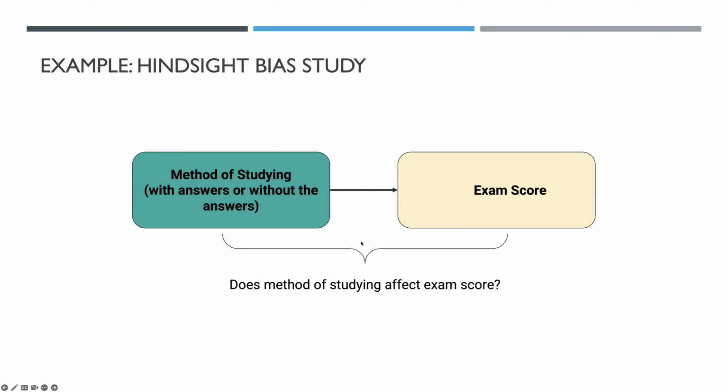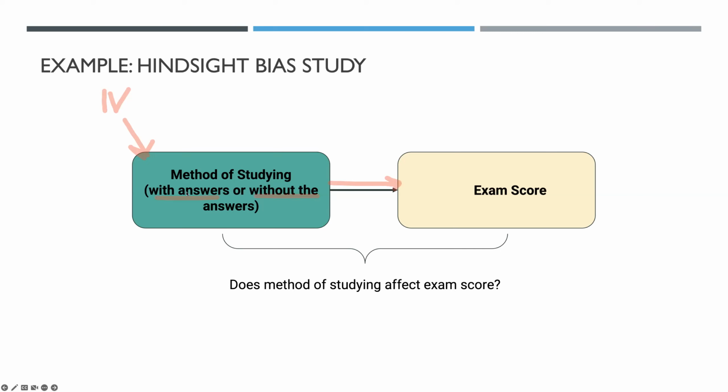So what I'm looking at again is, is there an effect of answers or no answers on exam score? What we have here is our independent variable, and you can pause this, take a minute to think about it, figure out what you think is the independent variable here. But this here is our independent variable because we think it's going to push our exam scores in one way or the other. If they have answers or without answers, there's going to be a difference there.